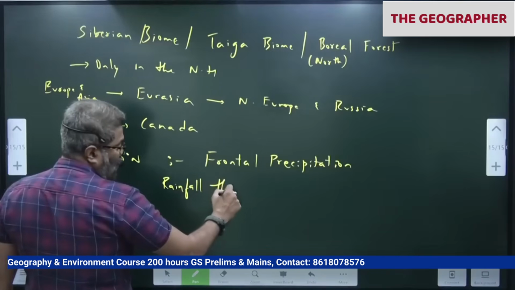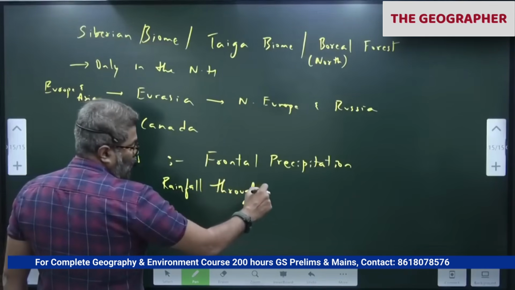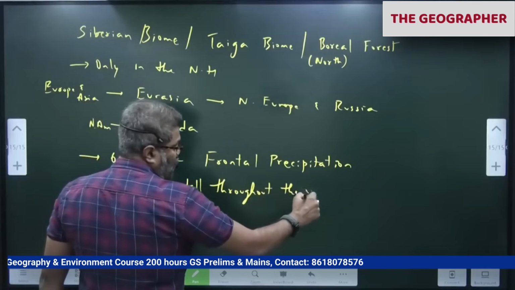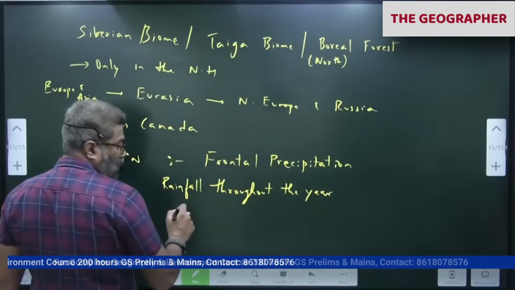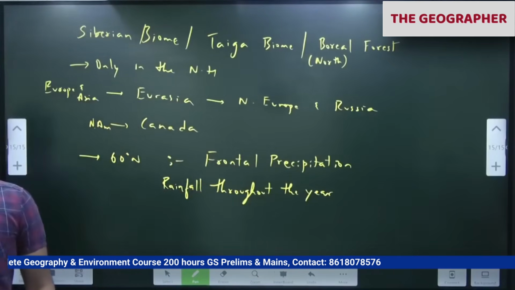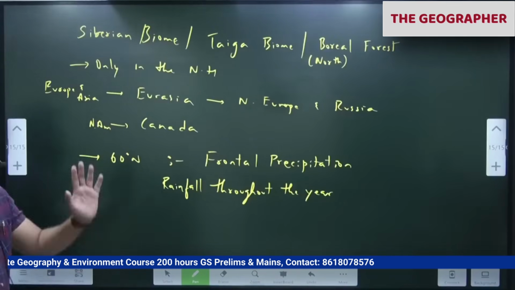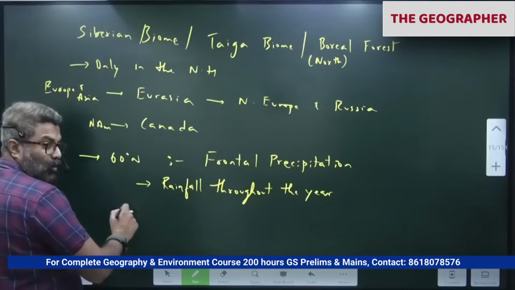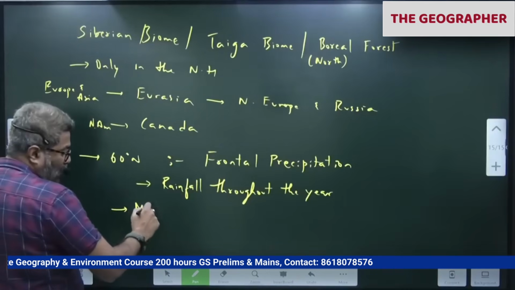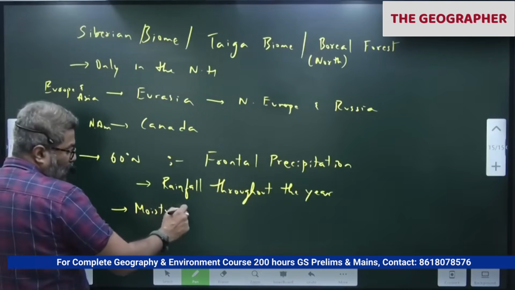Rainfall throughout the year. Summer rain, winter snow. Means there is no dearth of moisture. Always we have moisture. So that is the wonderful part of this. Moisture availability throughout the year.